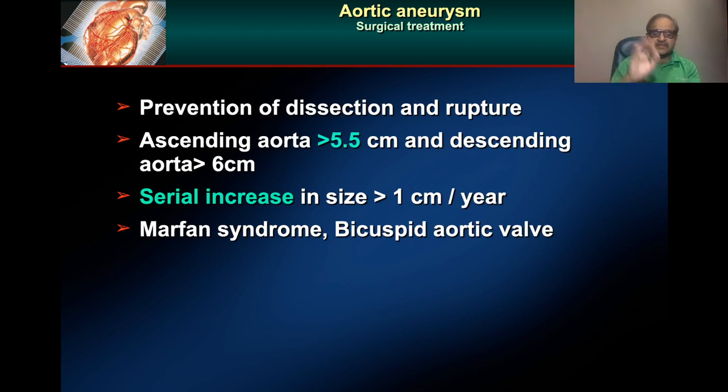The surgical indication for replacement of the aortic root with the graft is an aortic root size of more than 5.5 centimeters, or a serial increase in size of more than 1 centimeter per year. Or if the patient is having bicuspid aortic valve with aneurysm, or Marfan syndrome with ascending aortic aneurysm, immediate surgical treatment is recommended.